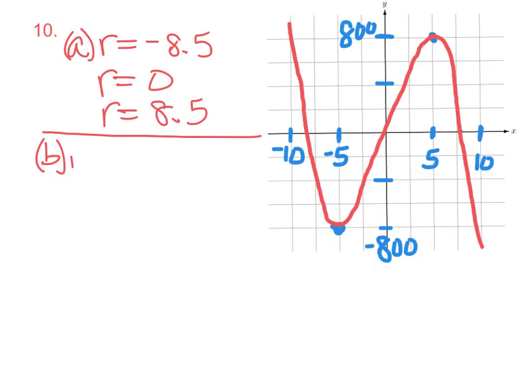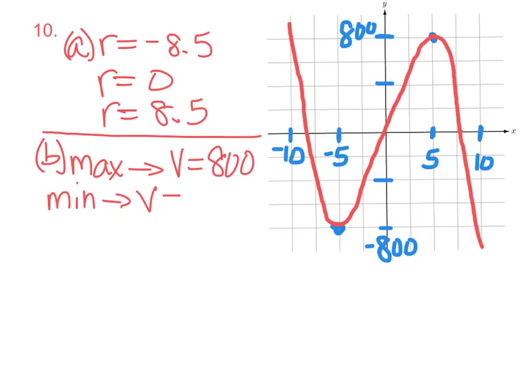So my maximum is my highest point, and if you look at my highest point, that maximum value would be a volume of 800. Then they want a minimum, again, a value, so that volume would be at -800. So your answers for part B, your maximum would be at 800, and your minimum would be at -800.